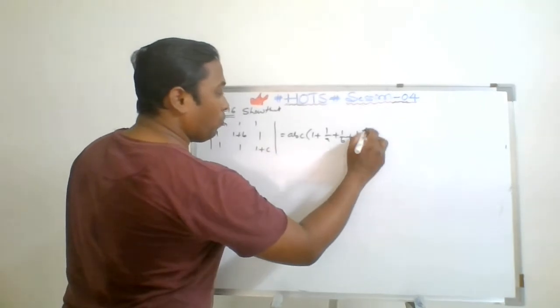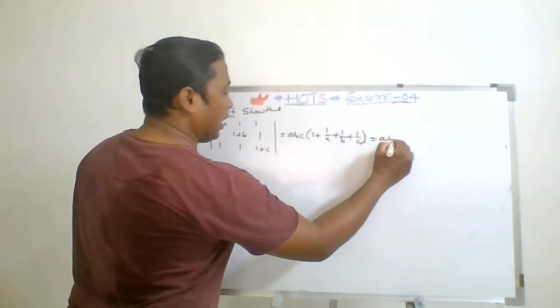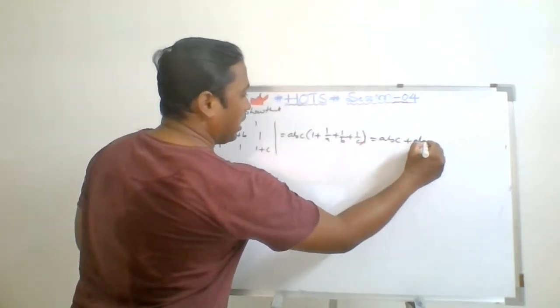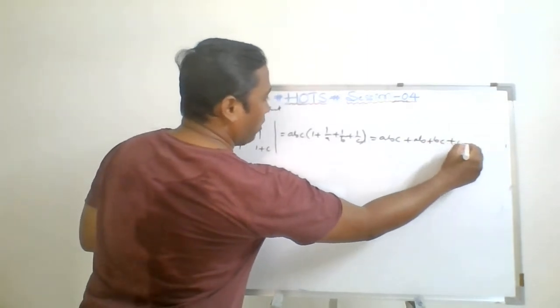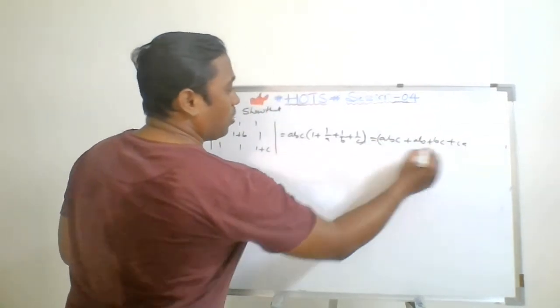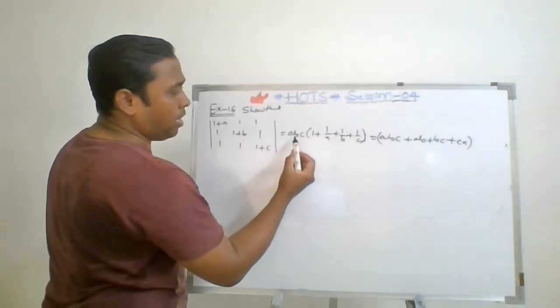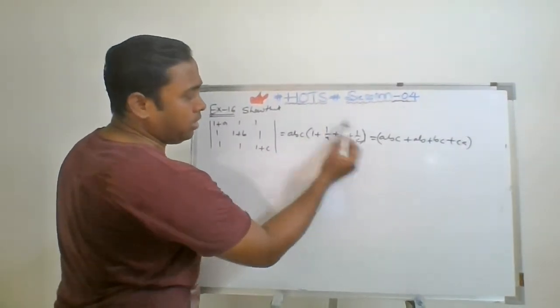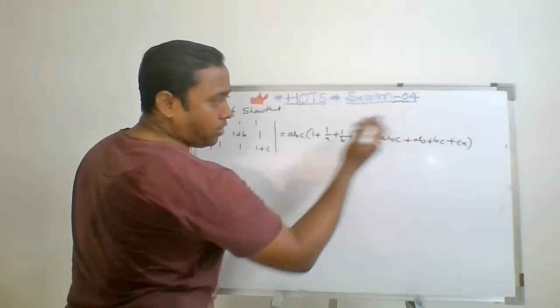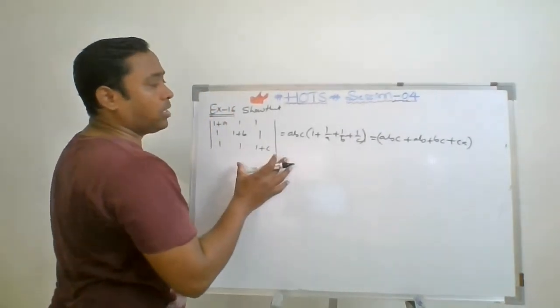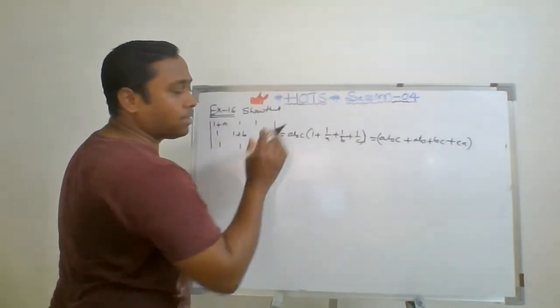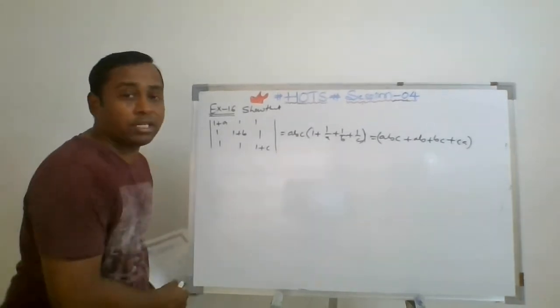Which we also need to prove equals ABC plus AB plus BC plus CA. This is the double result. So ultimately these two results are the same. If you multiply by ABC, ultimately you are going to get this result. So first our focus is: how do we get this result with the help of the properties of determinants?